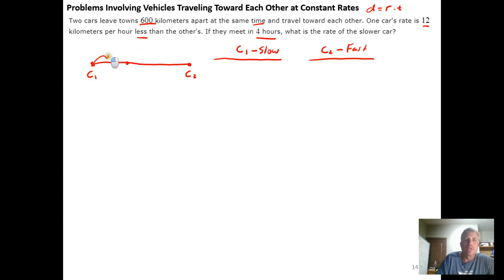And there's going to be a distance. I'll call it distance 1. That's traveled by car 1, the slower car. And there's going to be a distance, I'll call it D2, traveled by the faster car. And we are told that the distance between the two towns is 600 kilometers. And so right away from this picture, I can extract some information. I see that distance 1 plus distance 2 adds up to 600 kilometers.